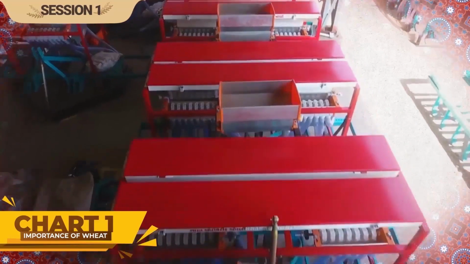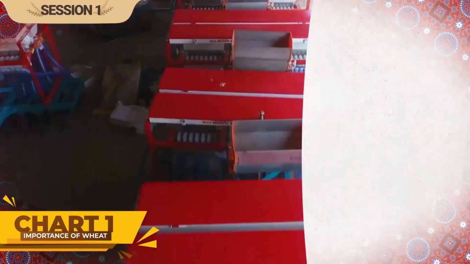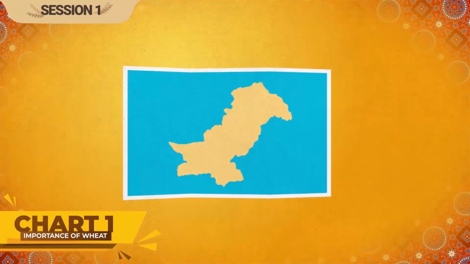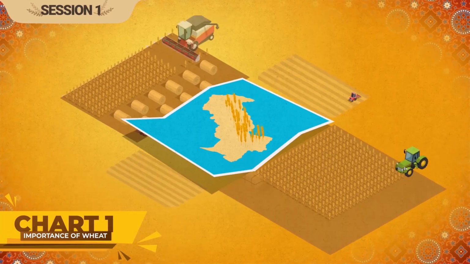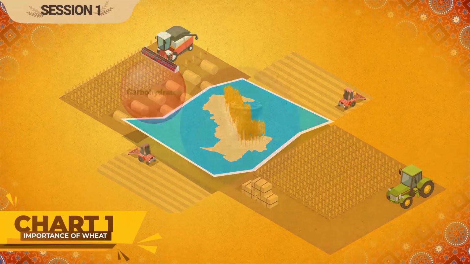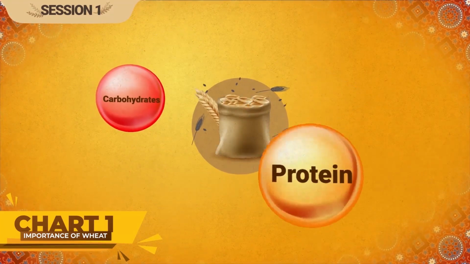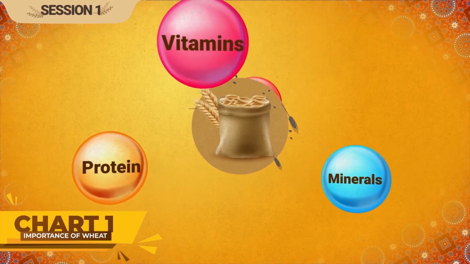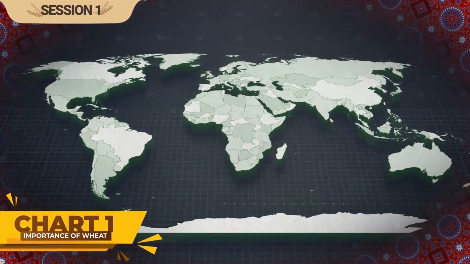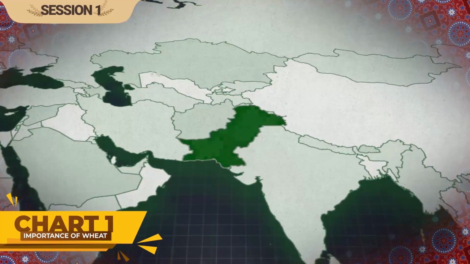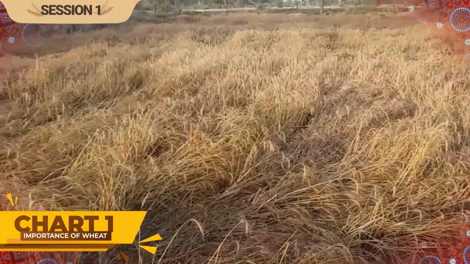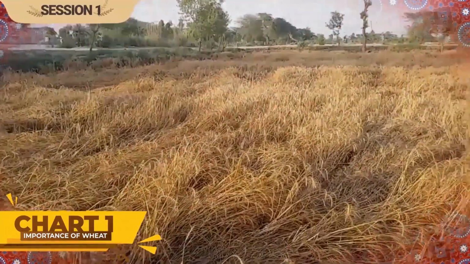Chart 1. Before discussing crop production technology of wheat, let's discuss the importance of wheat. Wheat is the major staple food crop and is largely cultivated all over Pakistan. Wheat is a source of carbohydrates, protein, vitamins, and other dietary minerals. Wheat is a widely consumed crop all over the world. Pakistanis consume wheat daily. But in Pakistan, per acre yield of wheat is less as compared to developed countries.